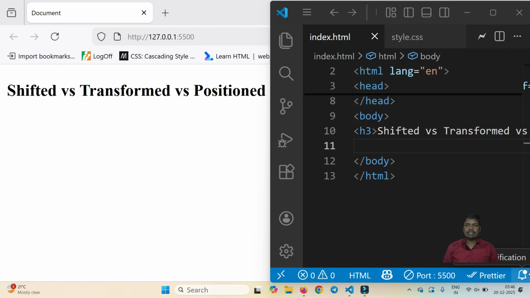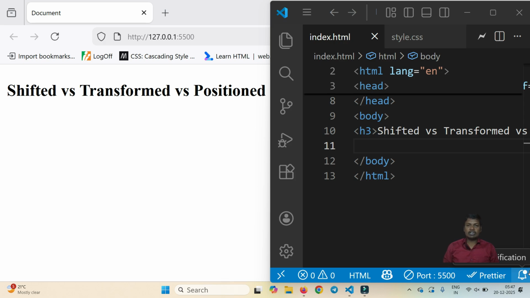Once one element takes space in the web page, that space cannot be assigned to any other element. So one space for one element. No overlapping. All elements are at z-axis zero. Okay, this is the main concept in the normal document flow. And now we see what is a shifted element, transformed element, and positioned element in terms of overlapping.